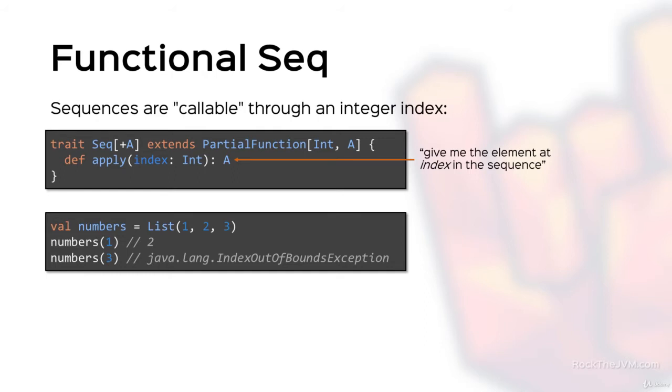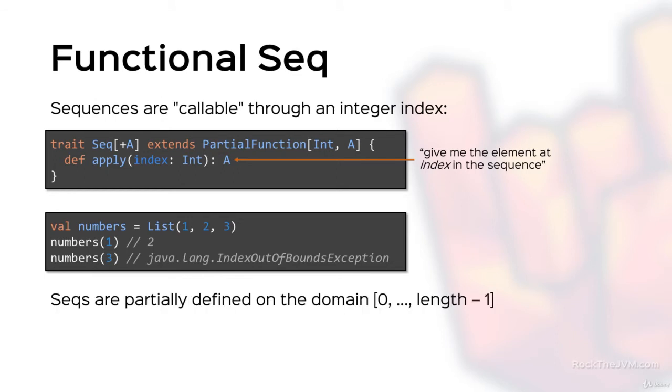Now, what kind of functional thing either returns a value or throws an exception? I'll give you like 2 seconds to think about this. Hint, it's something that we explored a couple of videos ago. And also hint, it's on the screen. So sequences are partially defined on the domain 0 to length -1, and you can think of sequences as partial functions from int, that is the index, and the type that they contain. So sequences are partial functions from int to A.